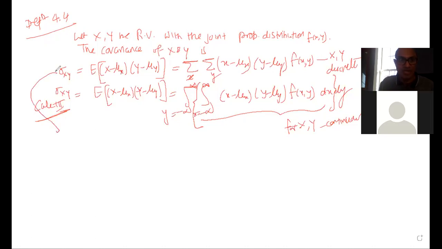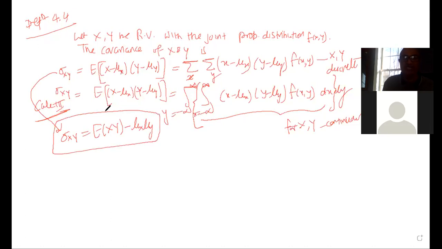So I can write the alternative definition of the covariance, and that is given by sigma of xy equal to expected value of x and y minus nu of x and nu of y. This is your theorem number 4.4 in the book. It is also quite easy to obtain this alternative definition using the earlier one. That's not a big deal, but I would like to skip this one for the sake of convenience.